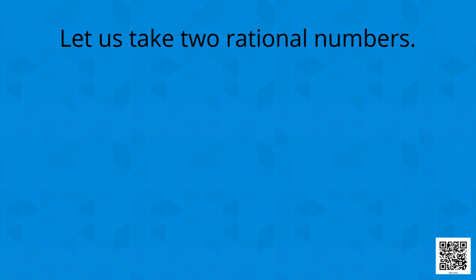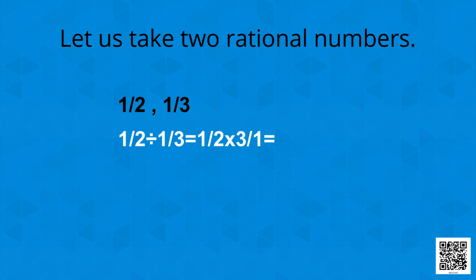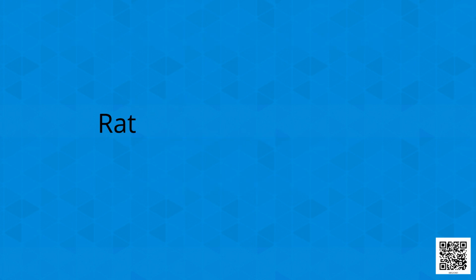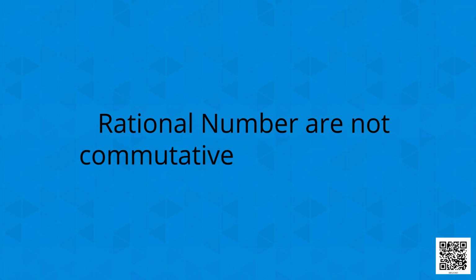Now let us take 2 rational numbers 1 upon 2 and 1 upon 3. 1 upon 2 divided by 1 upon 3 is equal to 1 upon 2 into 3 upon 1, that is 3 upon 2. And doing it in the reverse manner, 1 upon 3 divided by 1 upon 2 is equal to 2 upon 3. See, the answer is different. That is, rational numbers are not commutative under division.